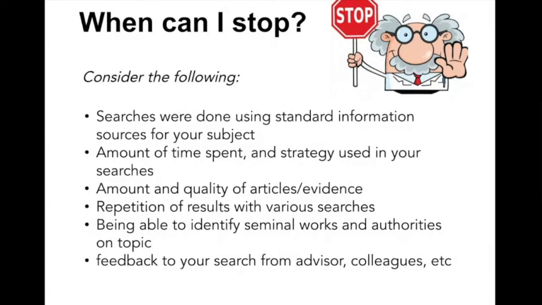And for repetition of results with various searches, you have to do some exclusion there. Because if you keep repeating the same thing, I don't know when you can stop writing, because there are thousands of references out there, right? And we do not know whether the results are duplicates or replicates, right? If you find some repetition, you just exclude it. Being able to identify seminal work and authorities on the topic, and also feedback to your search from advisor, colleagues. Okay, when your colleagues already stop writing, then you should stop, because next week is already the deadline, for example. Okay.